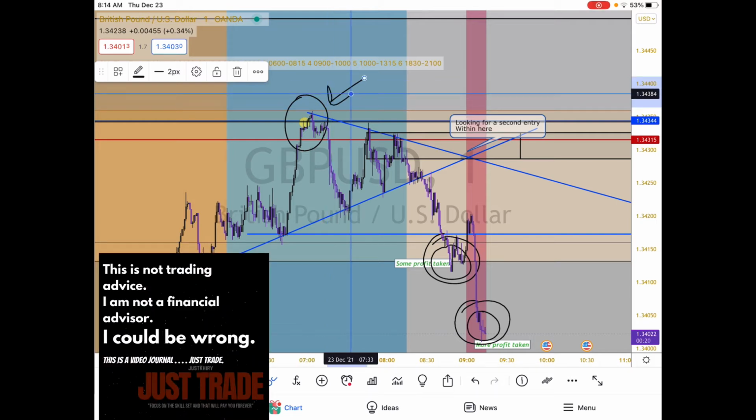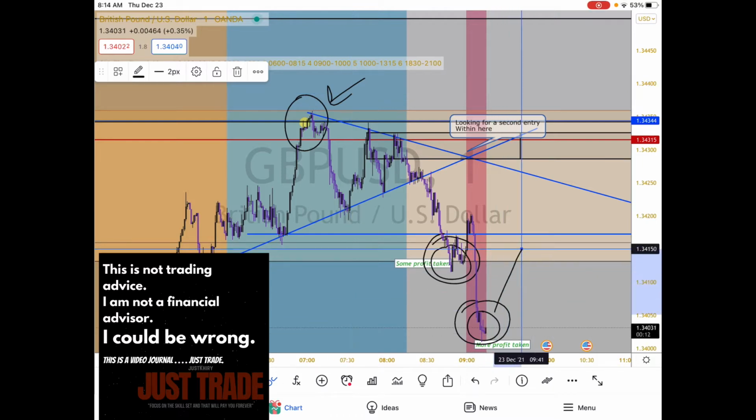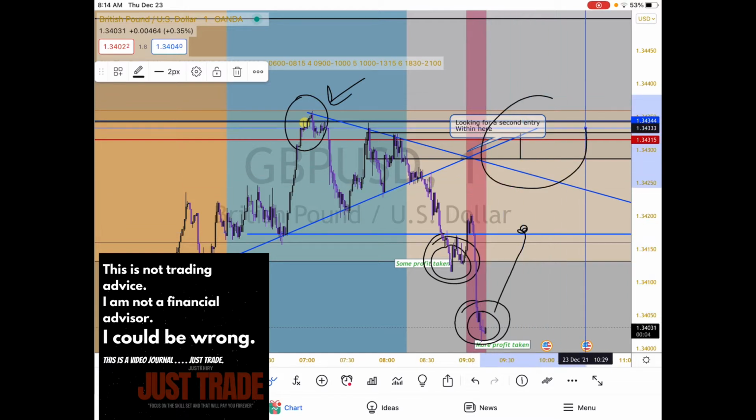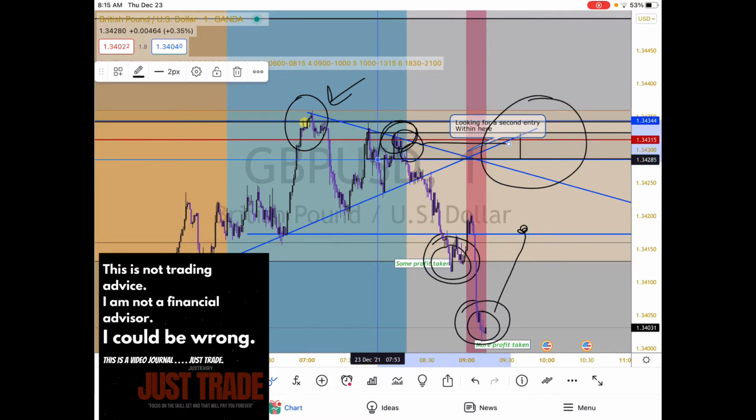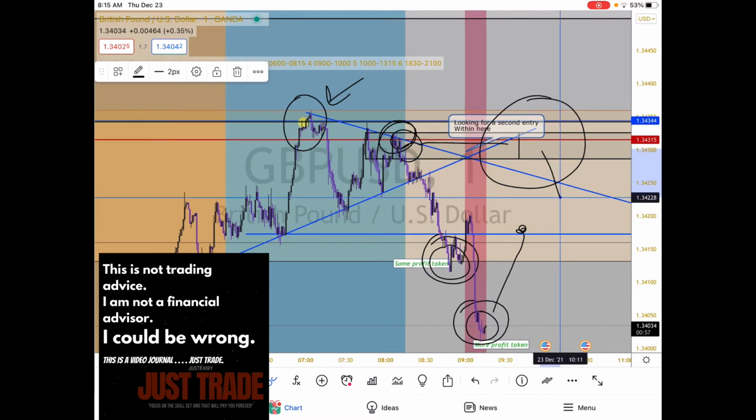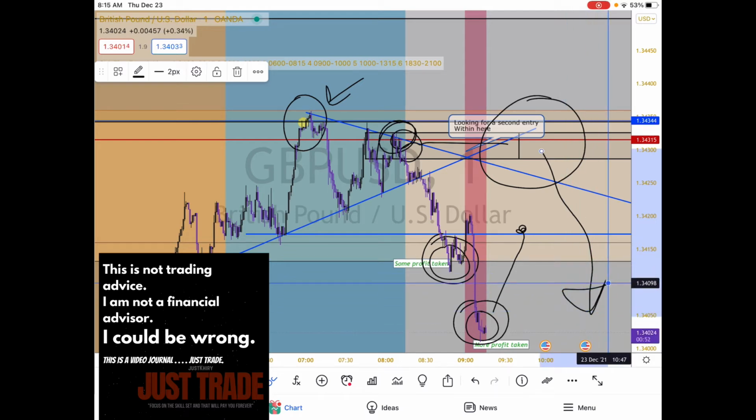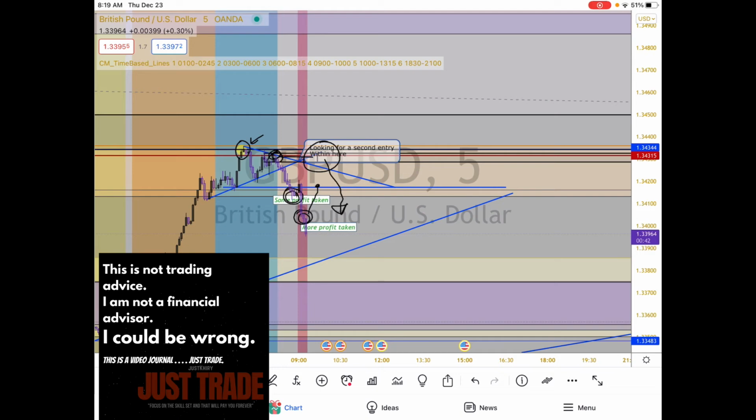What I'm looking for is price to come back up. I can expect a reaction within this area, but I'm really looking for price to come back up into this area and retest this area right up in here. So if we get that, I'll be looking to take some more sell trades, some bigger positions further down.